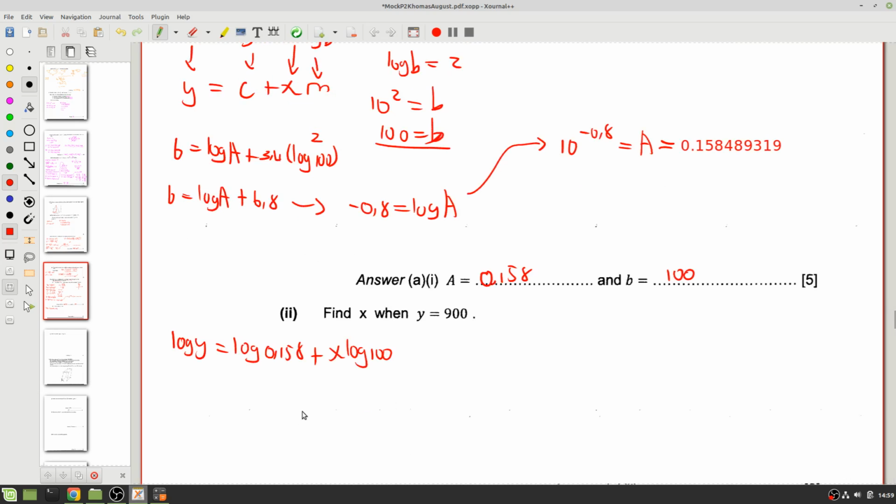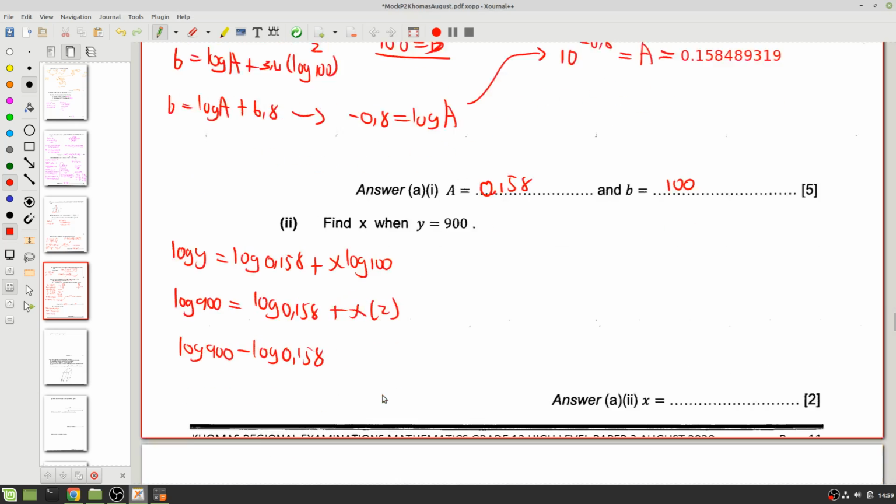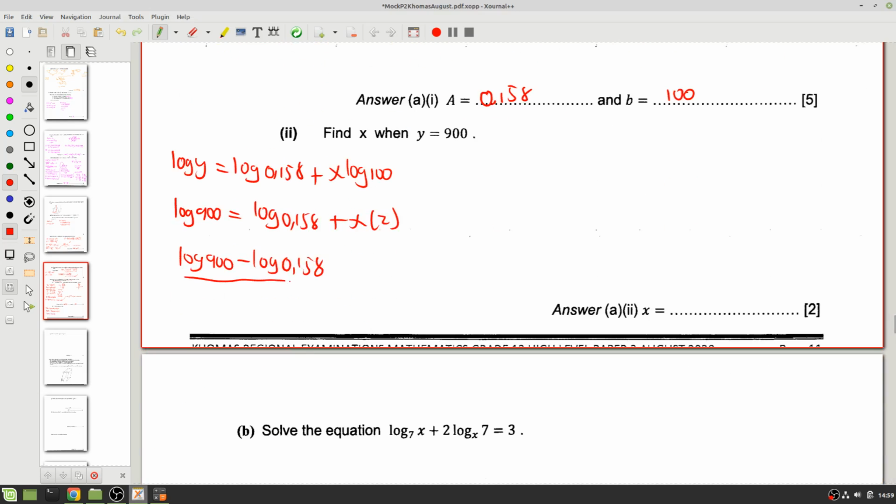Nice. Okay, and then we want to find x when y is 900. So we've got log of 900 equals log 0.158 plus x times log 100. Log 100 is just 2. Okay, so we want to get x by itself, so let's take this over. So we've got log 900 minus log 0.158 equals 2x. So then we just divide by 2, and that'll give us x.